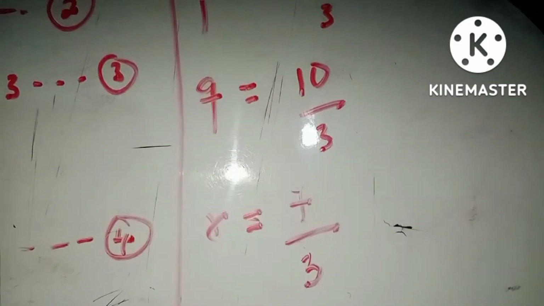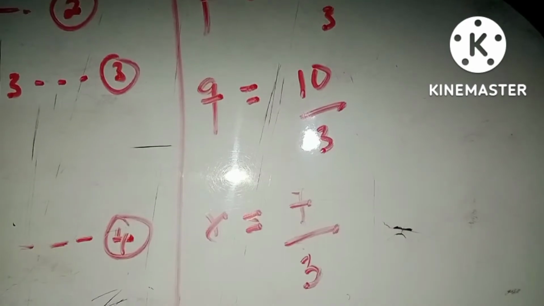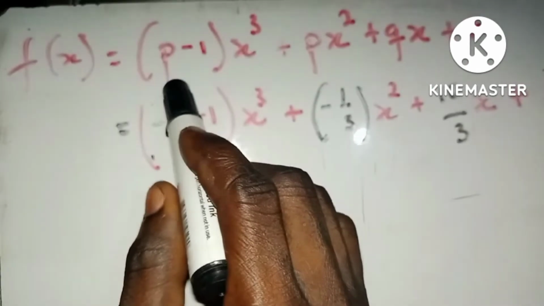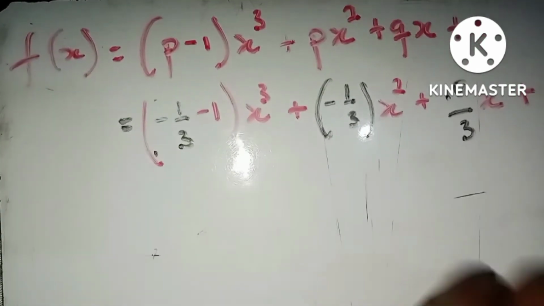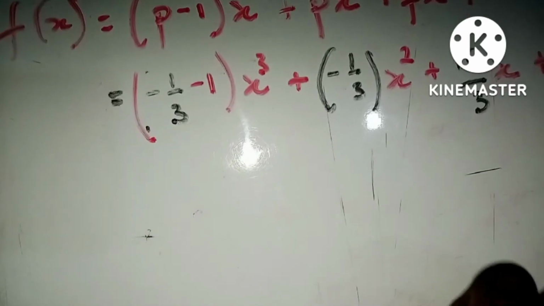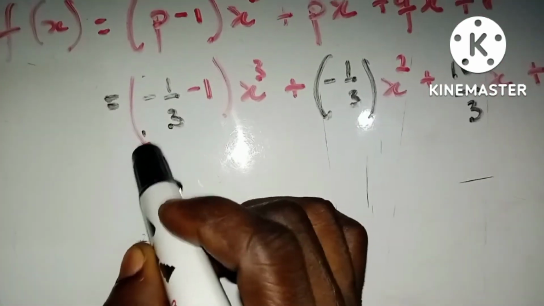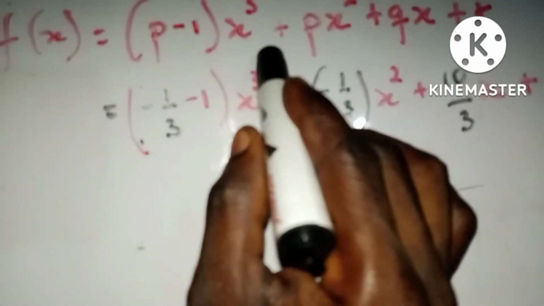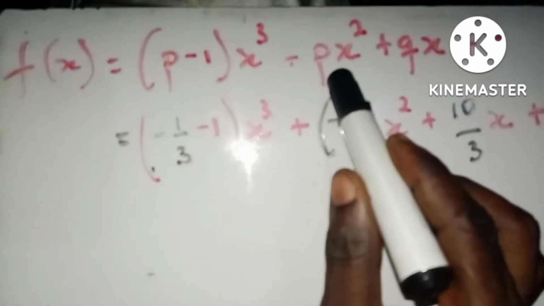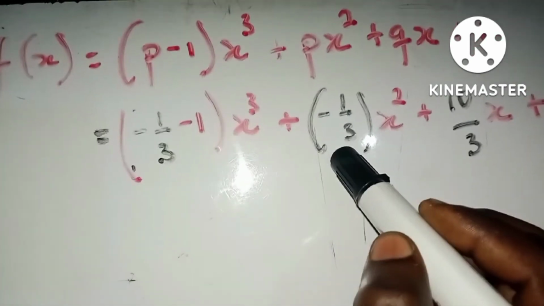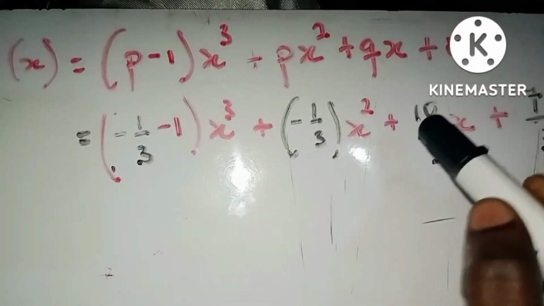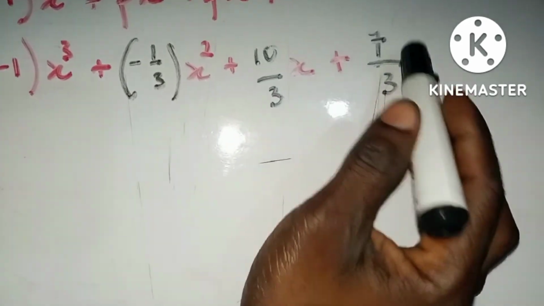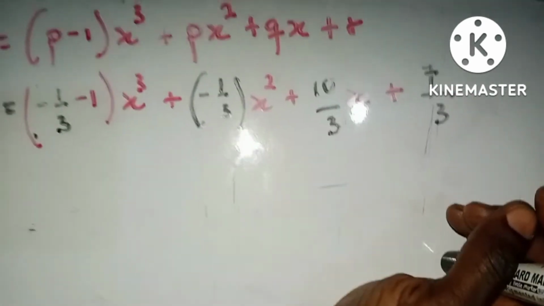So the second part of the question is up next. We are given this polynomial function, right? So the values of p, q, and r must be replaced by the numbers that we had, right? So here we had p to be -1 on 3, and then -1 as it is, multiplied by x exponent 3. Then here we still have p, which is negative 1 on 3, and x squared. Then we had q to be 10 on 3, and finally we had r to be 7 on 3, right? So this is what we are having.